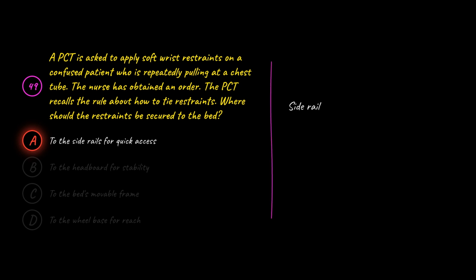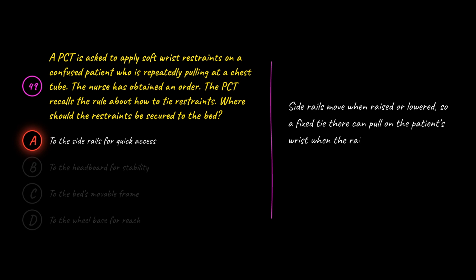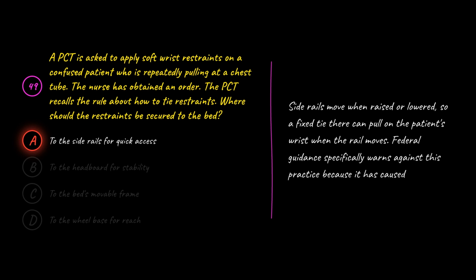A is wrong because side rails move when raised or lowered, so a fixed tie there can pull on the patient's wrist when the rail moves. Federal guidance specifically warns against this practice because it has caused asphyxia and entrapment injuries.